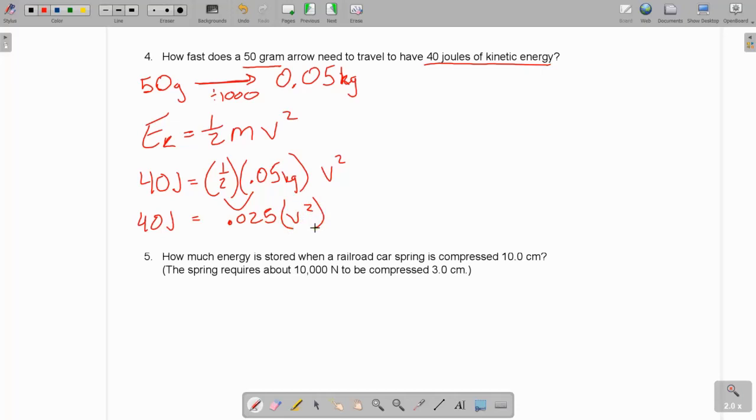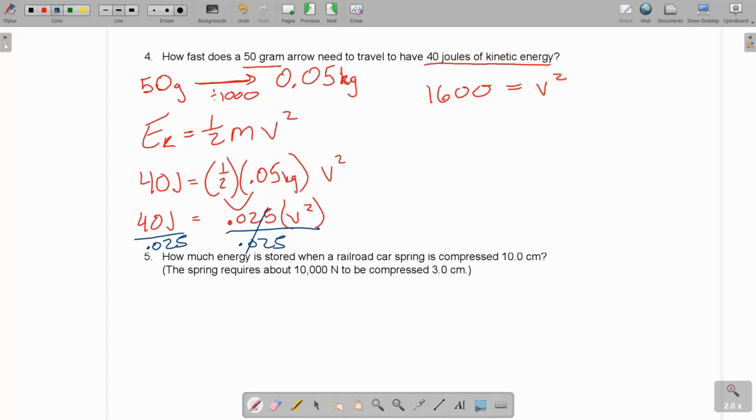So we need to divide here by 0.025 to get that off of this side. We need to do it on the other side, 0.025. Okay. And then that is going to give us 1,600 is equal to v squared.